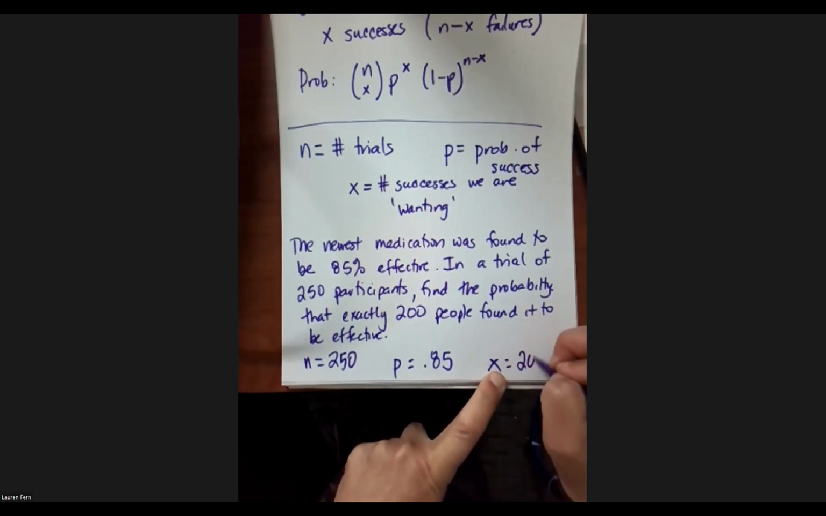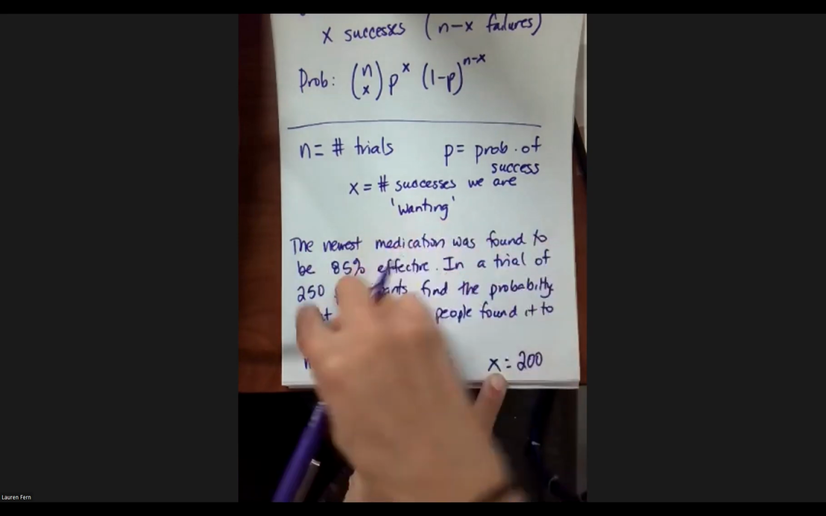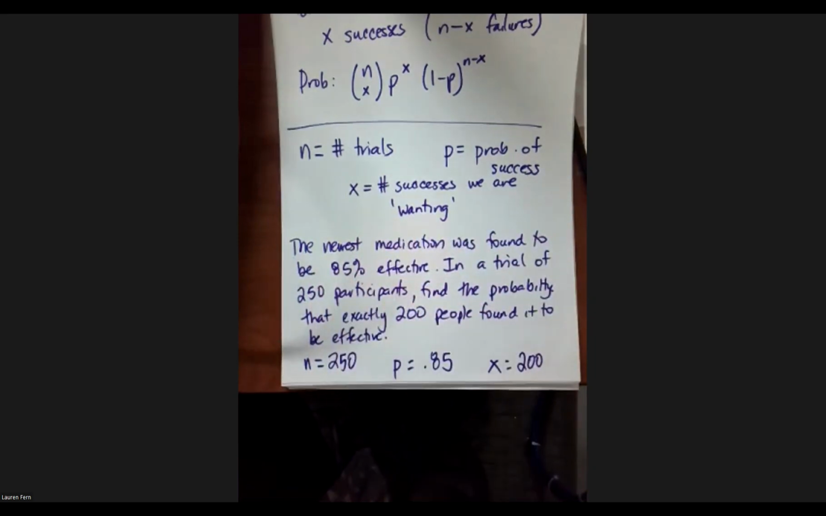Good, 200. Guys, there's only three numbers given to us, right? Process of elimination. Do you see how I got the 250, the 0.85, and the 200 from what I have here? Okay, don't look too deep. There's not much deep here.